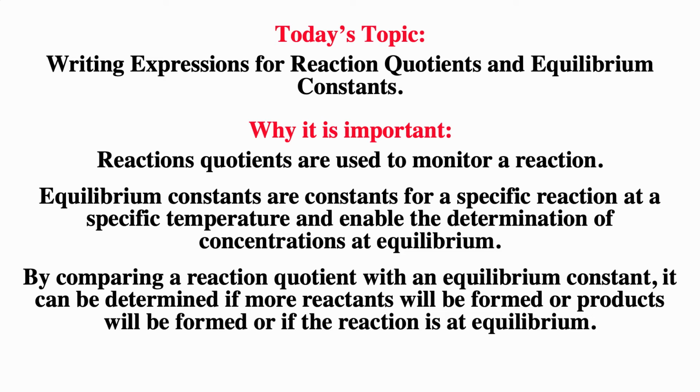Howdy. This video is about writing expressions for reaction quotients and equilibrium constants. Reaction quotients are important because they're used to monitor the reaction. Equilibrium constants are important because we can use them to determine the concentrations at equilibrium. By comparing a reaction quotient with an equilibrium constant, we can determine if the reaction will produce more reactants, or will produce more products, or is at equilibrium.